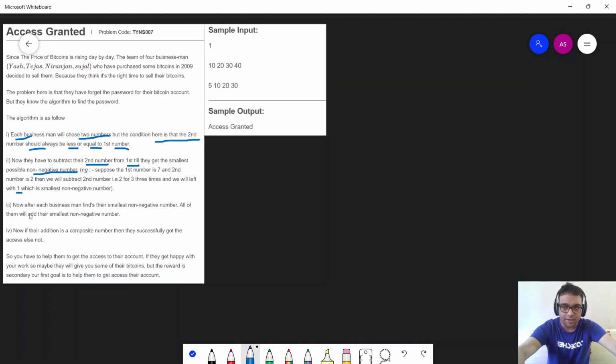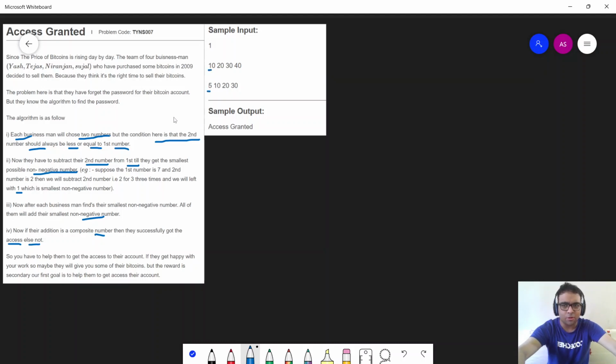After each businessman finds the smallest non-negative integer, all of them add their smallest non-negative integers. And if this sum is a composite number, then they successfully got the access, else not. So basically, the question is asking whether the four people got access to the Bitcoin password or not.